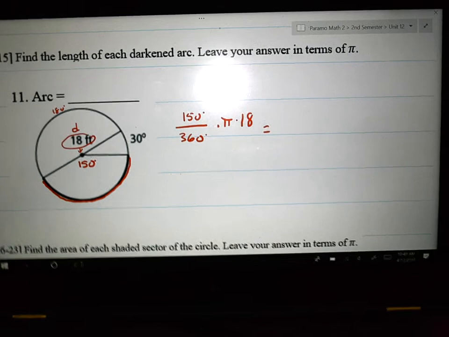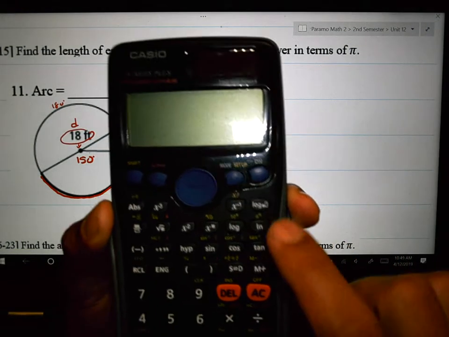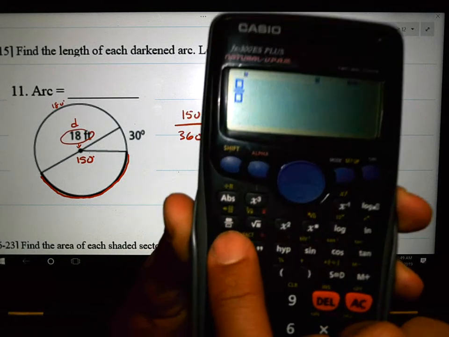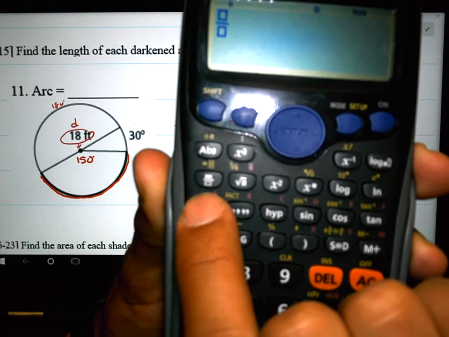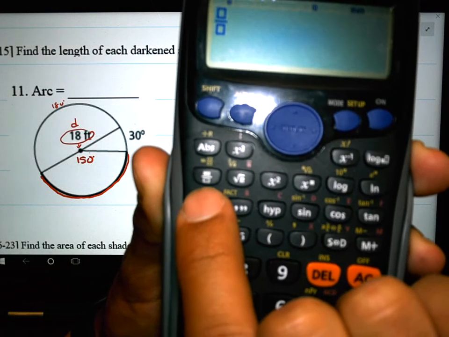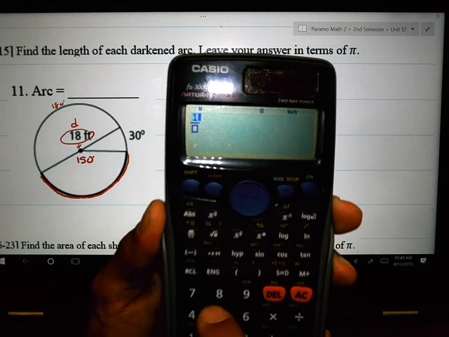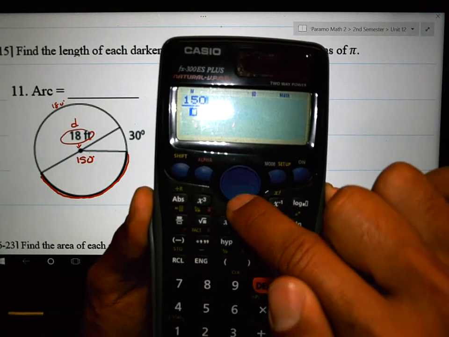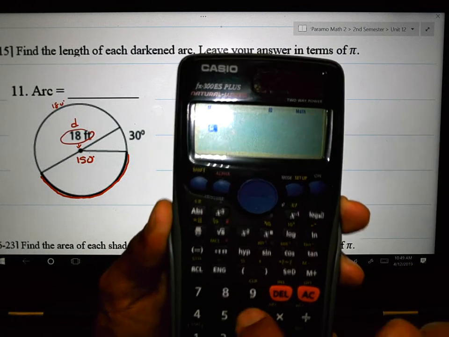And if you don't know how to plug into your calculator, I'm going to show you, because these calculators have those fancy fraction buttons for you. The fraction button is the one, let me see if I can show you in this video, is the box over the box. I'm pointing at it right there. Which brings up the box over the box, 150. To get to the denominator, you press the down arrow. Now it's blinking in the denominator, 360.